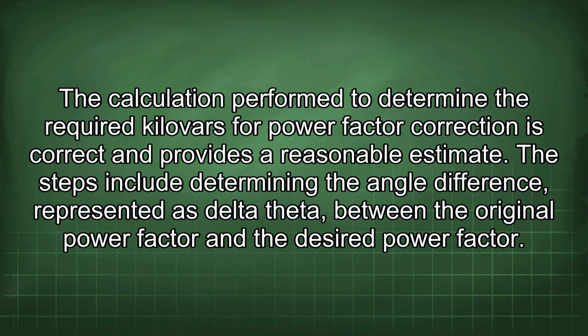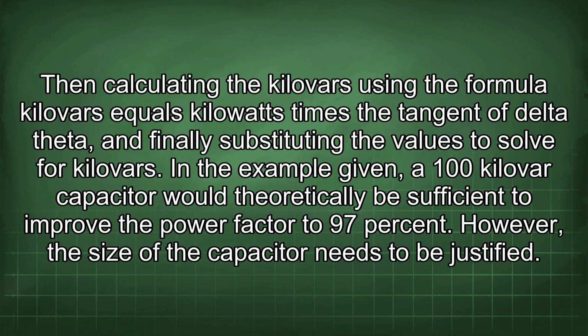The calculation performed to determine the required kilovolts for power factor correction is correct and provides a reasonable estimate. The steps include determining the angle difference, represented as delta theta, between the original power factor and the desired power factor, then calculating the kilovolts using the formula kilovolts equals kilowatts times the tangent of delta theta, and finally substituting the values to solve for kilovolts.